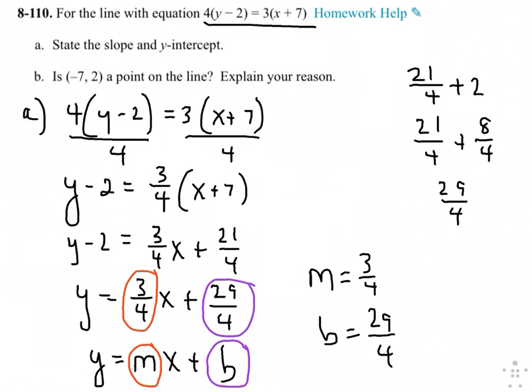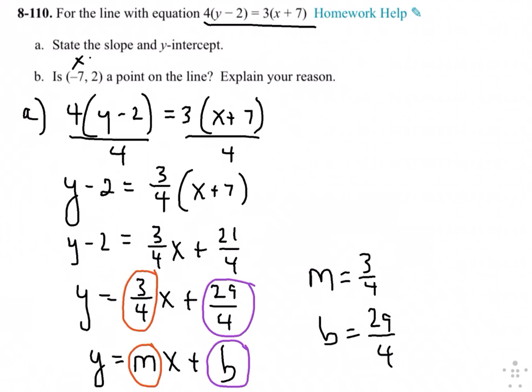And then the next part is -7, 2, a point on the line. Is -7, 2 a point on the line? So let's make some space here. I'm going to erase this, right? That was just my work. So let's substitute in, right? -7 is x, and 2 is y, right? So I'm going to put that into the equation.